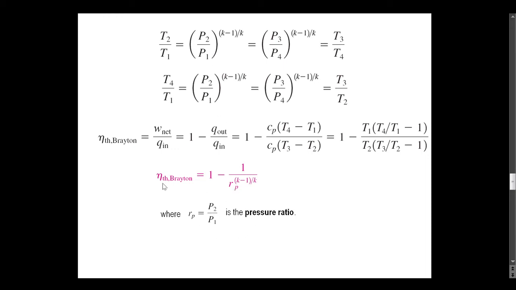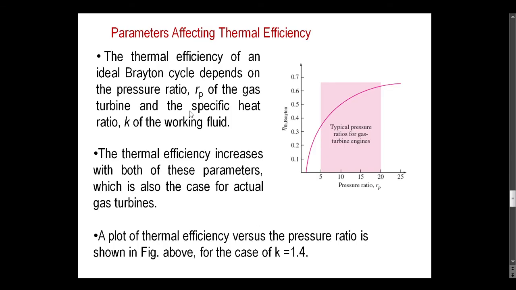So the thermal efficiency of the Brayton cycle is equal to 1 minus 1 upon Rp raised to (gamma minus 1) upon gamma, where Rp is the pressure ratio. Now if you plot this thermal efficiency in terms of the pressure ratio, as the pressure ratio increases, the thermal efficiency will increase, and the typical pressure ratio for gas turbines varies from 5 to 20.